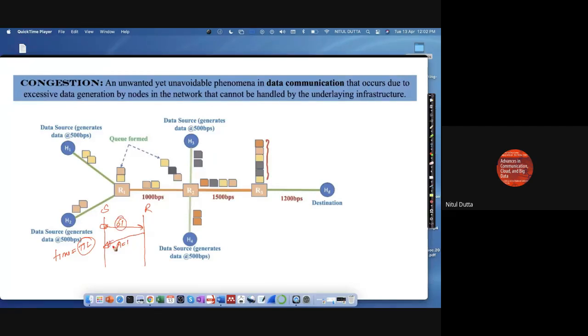However, suppose the sender has sent the packet, but somewhere in between it is lost. Definitely the receiver will not send the acknowledgement. That means after a certain time, the sender will not receive the acknowledgement, so it will understand that there is a loss of the packet. So it will retransmit. This is one way.